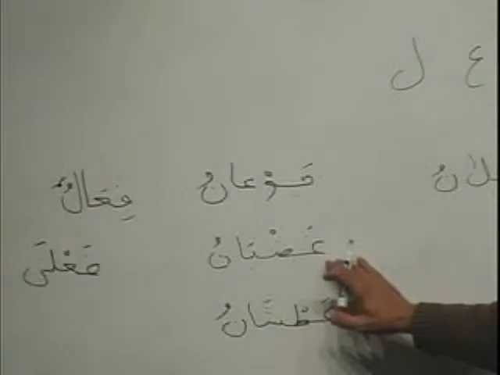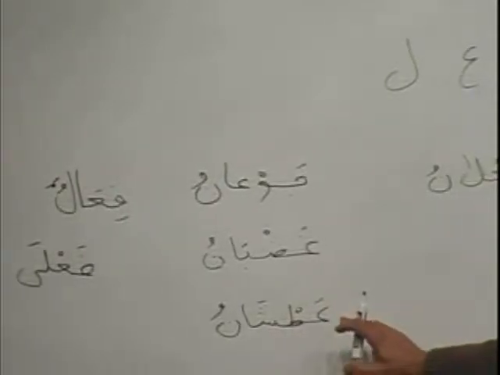Now, jaw'an, brothers and sisters, and ghadbanu and atshanu, when you go to the root, you will find a verb there. Ghadbanu, the madi is ghadiba. He became angry. Atshanu, atsha. He became thirsty.